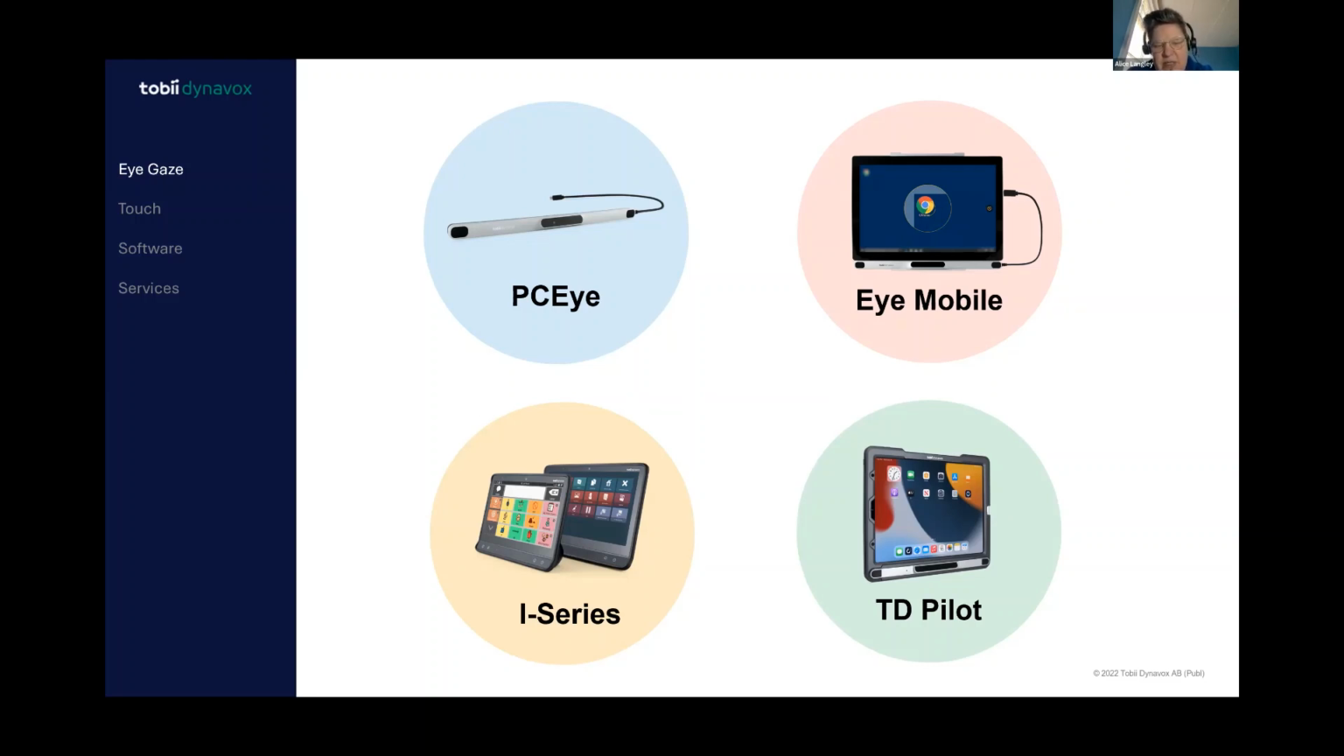We have the iSeries, which is our flagship Windows device. This is a purpose-built device specifically for eye gaze, and is packed full of really good features, including the ability to use eye tracking outdoors. There's a partner window on the back. It's really designed with communication in mind. And then the TD Pilot is basically our iOS version of that, an eye gaze device based around an iPad. As I said, if you want to know more about these, then please do get in touch. I don't want to focus too much on the hardware today, but just wanted to give you a brief overview.